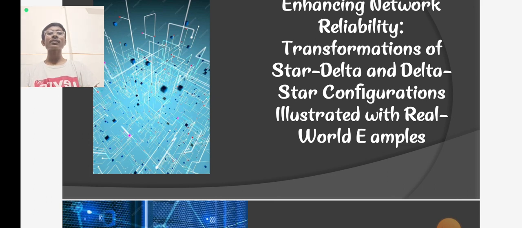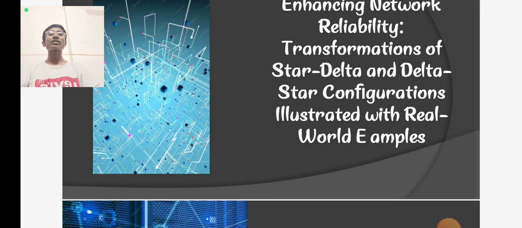Star delta transformation, also known as a Y delta transformation, changes the connections between three phase elements from a star configuration to a delta configuration or vice versa. The transformation is often used in power systems where motors need to be started with reduced voltage to limit the inrush current. The star delta transformation allows for a gradual increase in voltage during the startup of the motor.